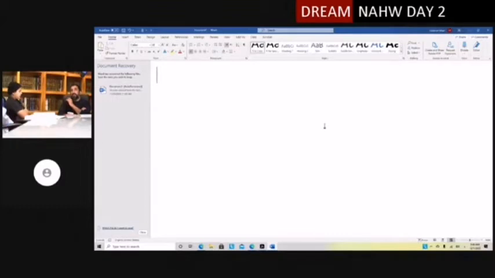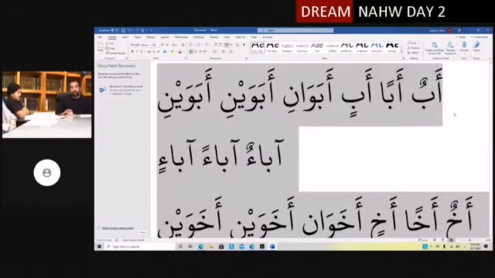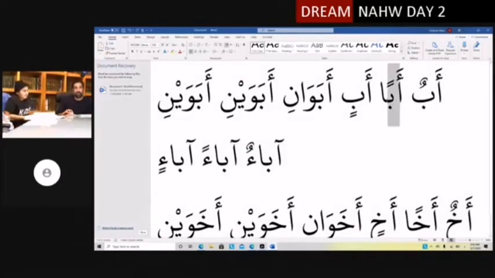But in the last line, the a becomes long. So what do we say? Aba'un, aba'an, aba'in. Your turn. That means a father in rafa, nasab, and jar. Both parents, abawani, in rafa, nasab, and jar. Aba'un, fathers. This is also used in the Quran for forefathers, ancestors. Aba'un, aba'an, and aba'in.